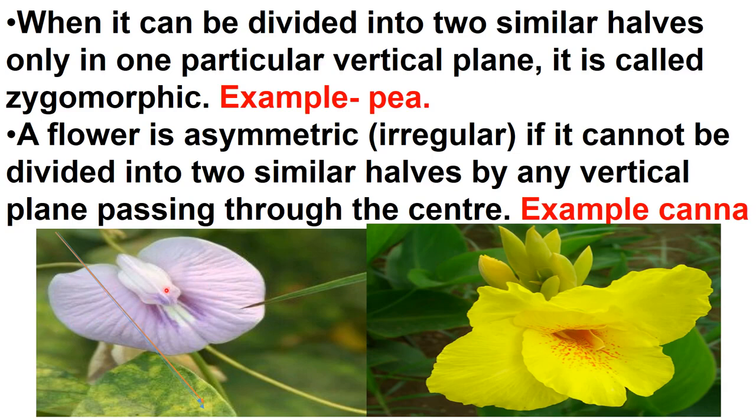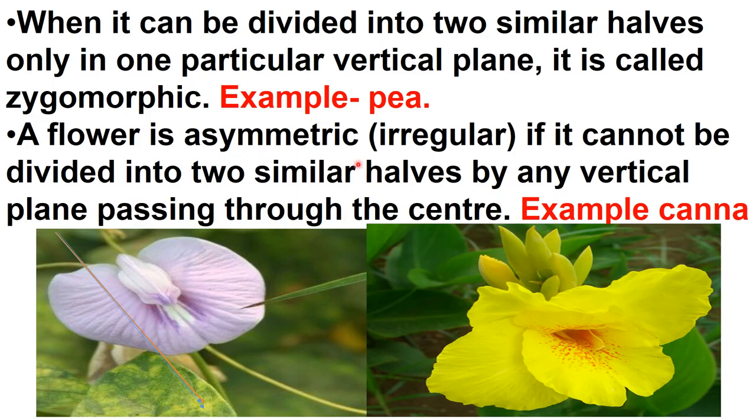If you cut it like this or like this, it will not be divided into two equal halves. Only this vertical plane can divide this flower into two equal halves, right? So such flowers are called zygomorphic flowers, or the flowers having bilateral symmetry. Now some asymmetric flowers are also found.